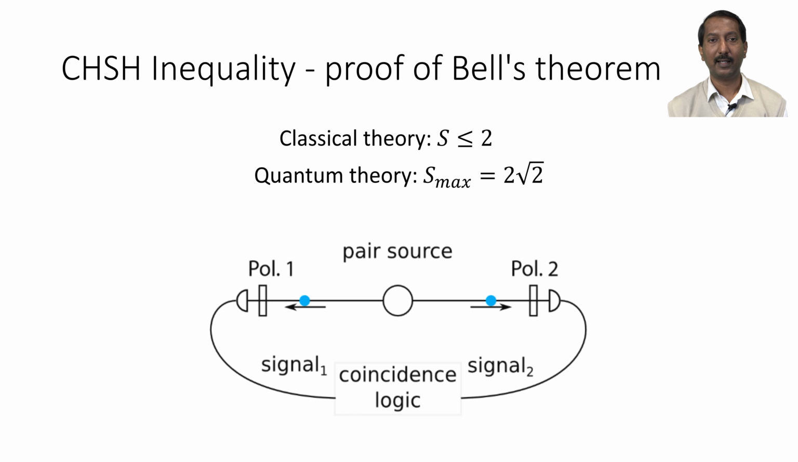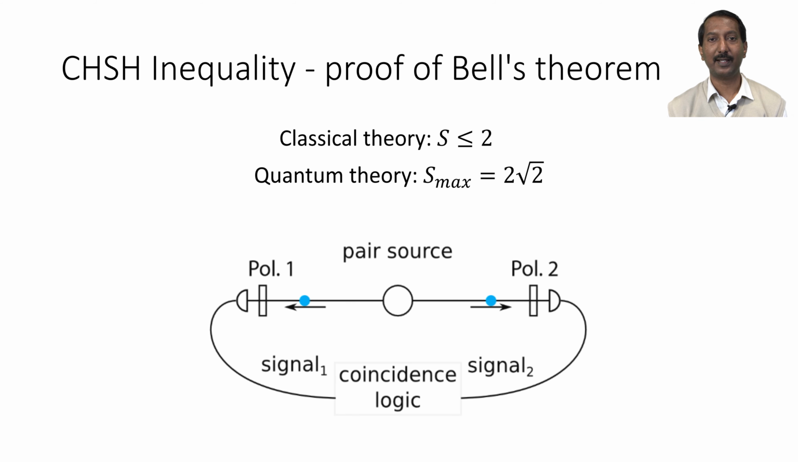CHSH inequality can be used in the proof of Bell's theorem. It states that certain consequence of entanglement in quantum mechanics cannot be reproduced by local hidden variable theories. Experimental verification of the inequality being violated is seen as confirmation that nature cannot be described by such theories. That is, nature plays the dice.